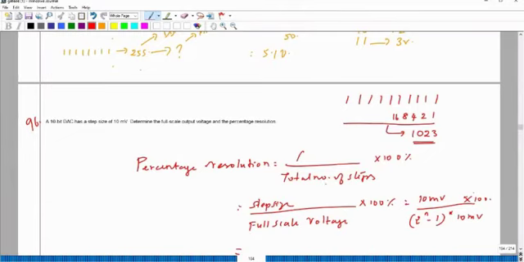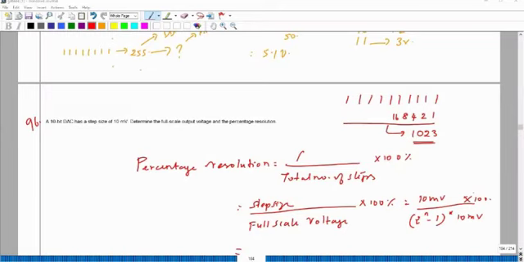The formula for percentage resolution is 1 divided by the total number of steps, into 100. There is one more formula: step size divided by full scale voltage, into 100. They have given the step size as 10 millivolt. So, 10 millivolt divided by full scale output voltage, which is (2 power n minus 1) into 10 millivolt.